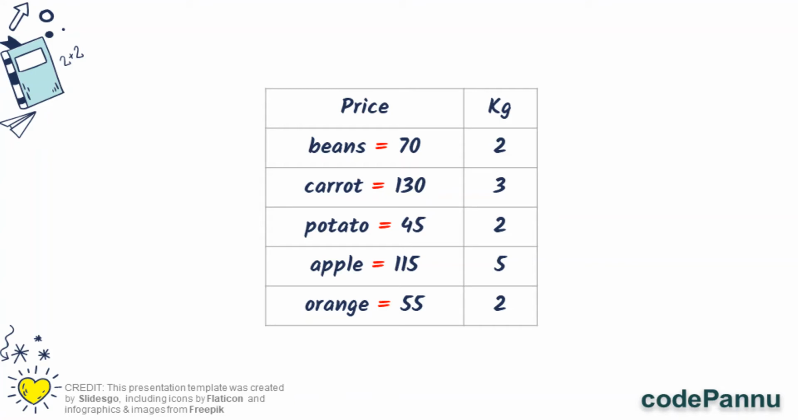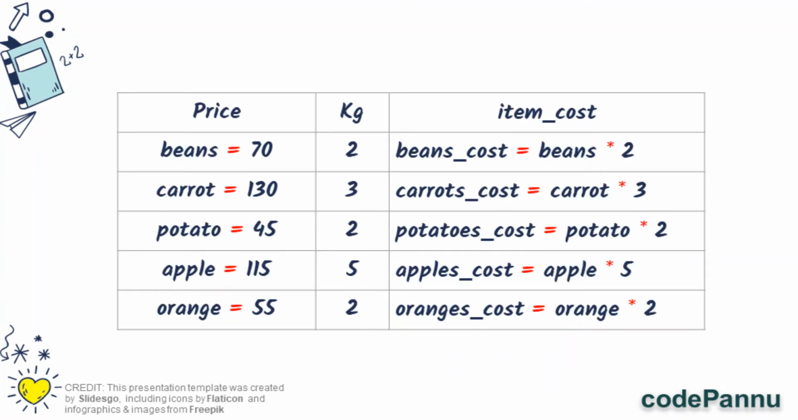Now in the third column, we are going to calculate the cost for each vegetable or fruit. Okay, so beans cost will be equal to this price into kg, correct? So if 1 kg was 70 rupees, 2 kg will be 140 rupees. So we write beans into 2, which is this kg. Carrot cost is this carrot variable into this 3. Potatoes cost will be equal to 45 into 2. Apple will be equal to 115 into 5. Orange will be equal to 55 into 2.